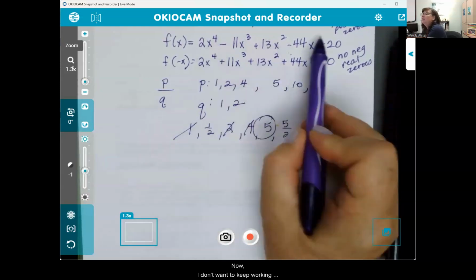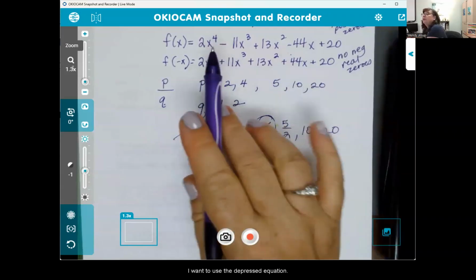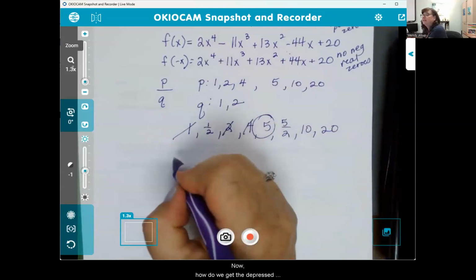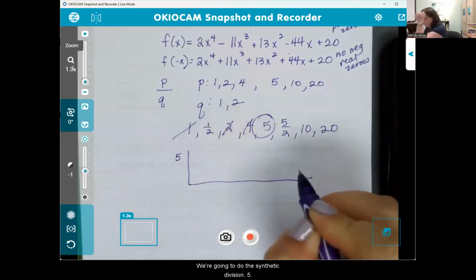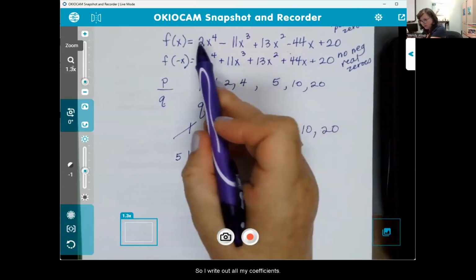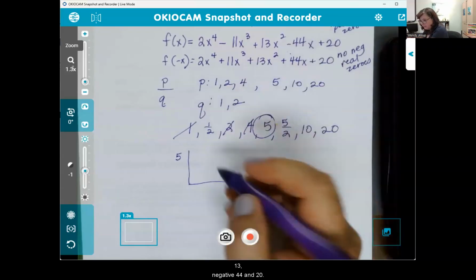Now, I don't want to keep working with this big guy. I want to use the depressed equation. Now, how do we get the depressed equation? We're going to do the synthetic division, putting in 5. So I'm going to write out all my coefficients: 2, negative 11, 13, negative 44, and 20.